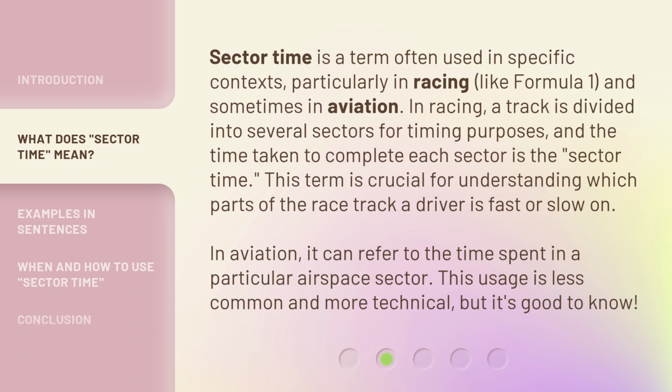Sector time is a term often used in specific contexts, particularly in racing, like Formula One, and sometimes in aviation. In racing, a track is divided into several sectors for timing purposes, and the time taken to complete each sector is the sector time. This term is crucial for understanding which parts of the racetrack a driver is fast or slow on. In aviation, it can refer to the time spent in a particular airspace sector. This usage is less common and more technical, but it's good to know.